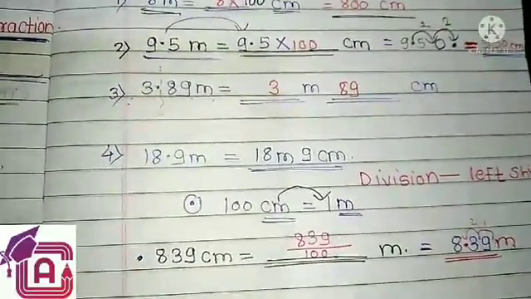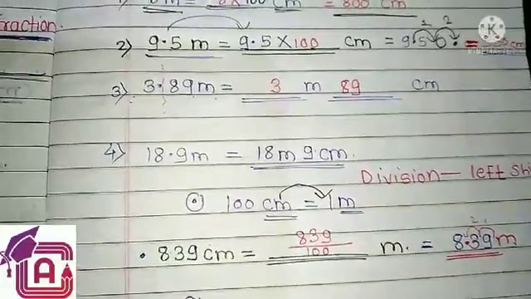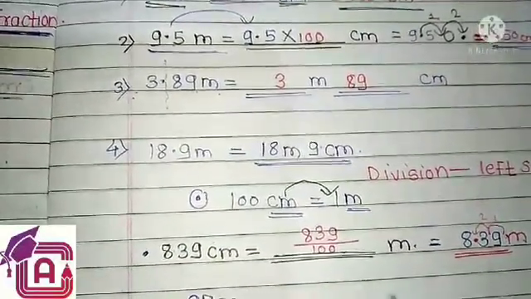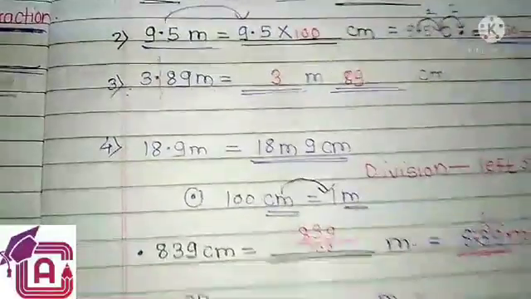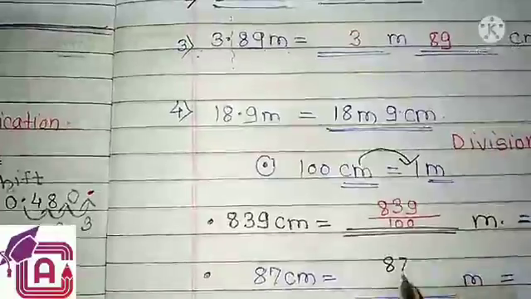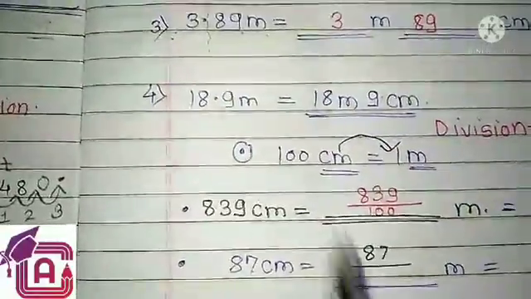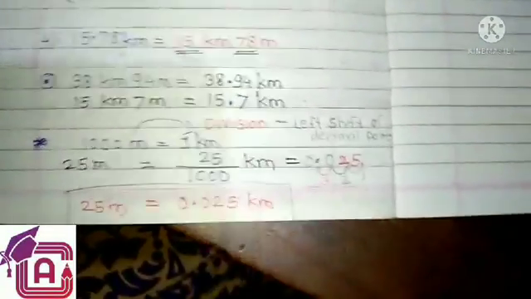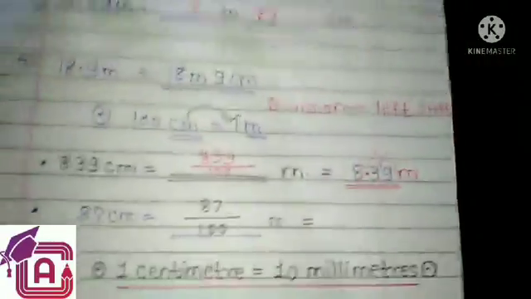If the distance is like this, 87 centimeter is equal to how many meter? So how to calculate it? First copy the given number in the numerator, 87. Divide it with 100, because centimeter to meter means we have to divide by 100. And when it is kilometer to meter or meter to kilometer, we use the term 1000 for multiplication and division.